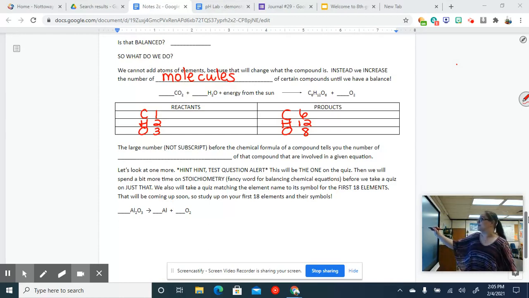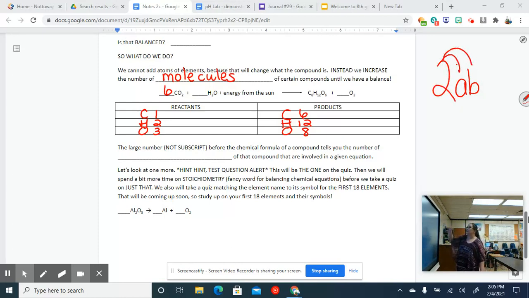So I need 6 carbons, so I'm going to put a coefficient. Just like in math, when I've got A, B, and then there's a 2 in front of it, the coefficient multiplies both things. Same thing is happening here. So I now have 6 carbons, but I also have 12 oxygens. I'm not done yet. I still need to get 12 hydrogens, right? So what coefficient can we put here that multiplies times 2 to give us 12? In other words, what times 2 equals 12? 12 divided by 2 equals 6.